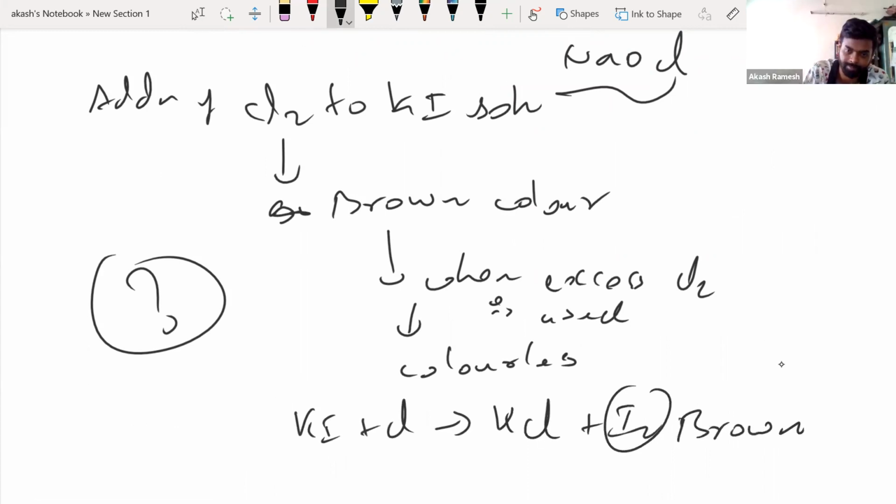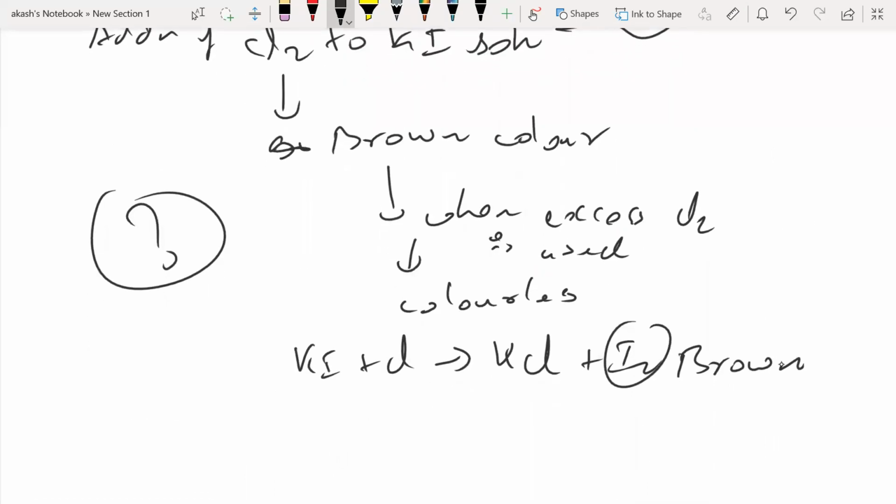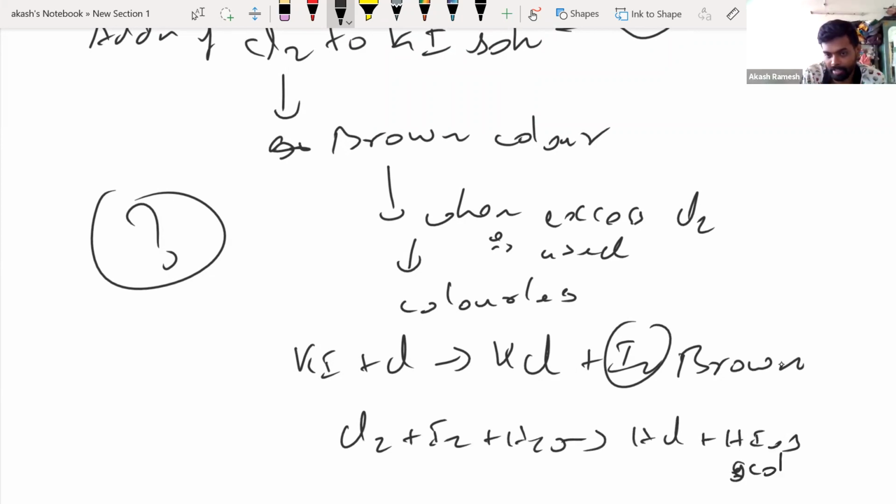So when we add excess of chlorine, it will further get oxidized and it'll give iodic acid, HIO3. Can you tell me the reaction? Cl2 plus I2 plus H2O will give HCl plus HIO3. Fine. So going to this one will give colorless.